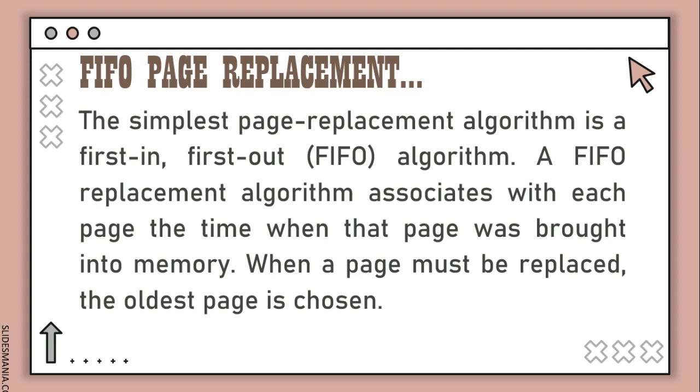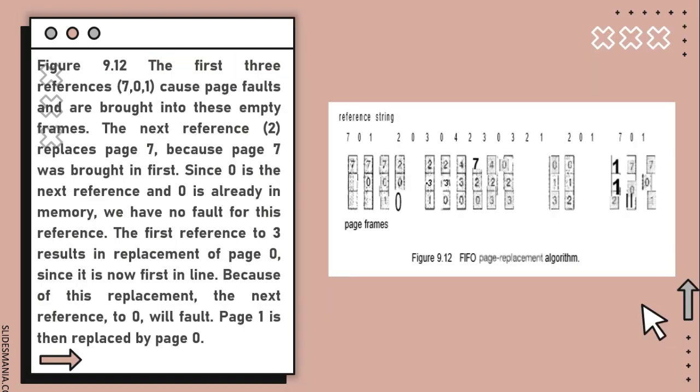FIFO page replacement, first in, first out. The simplest page replacement algorithm is the first in, first out, or FIFO, algorithm. A FIFO replacement algorithm associates with each page the time when that page was brought into memory. When a page must be replaced, the oldest page is chosen. Notice that it is not strictly necessary to record the time when a page is brought in. We can create a FIFO queue to hold all pages in memory. We replace the page at the head of the queue. When a page is brought into memory, we insert it at the tail of the queue.